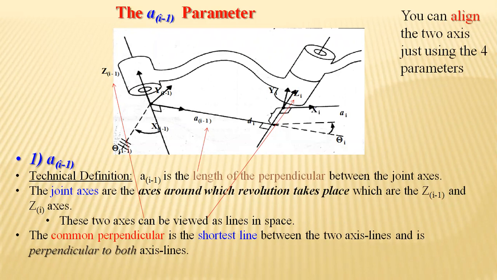See here, A of i minus 1. Technically, it is the length of the perpendicular between the joint axes. This is the axis that will revolute, which revolutes on the fixed axis, that is Zi is the base axis, and the link is supported on this particular joint as Zi minus 1. So we have to consider both of these joints.